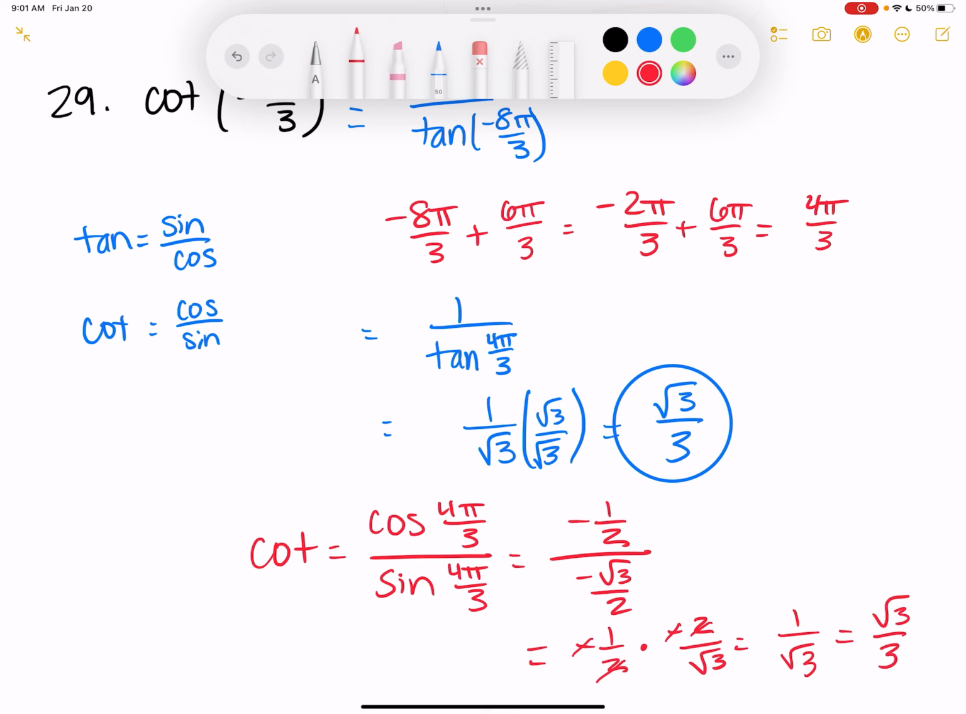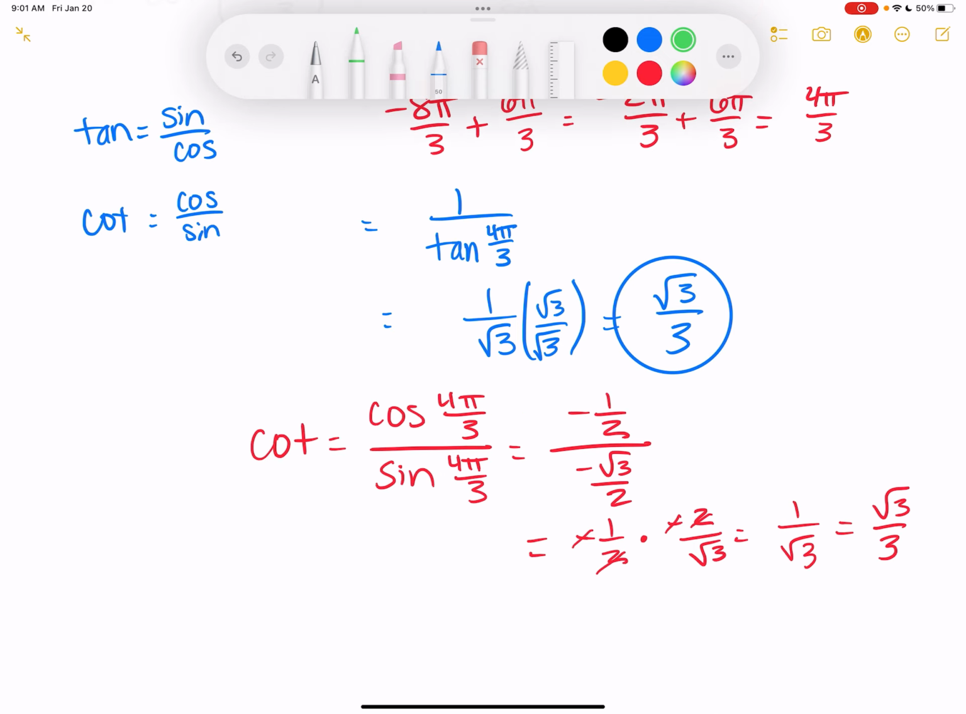So both ways work. A lot of people like to go with the first method that I did, to be completely honest, but I wanted to show you the other way in case you don't remember. And there's going to be some things where it's easier to do cosine over sine or sine over cosine, just depending. So that way you have both. Any questions about any of these ones? All right.